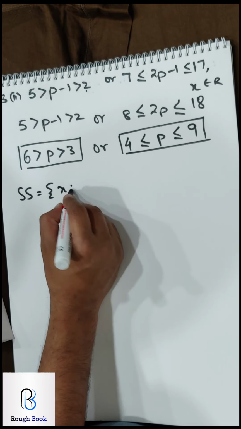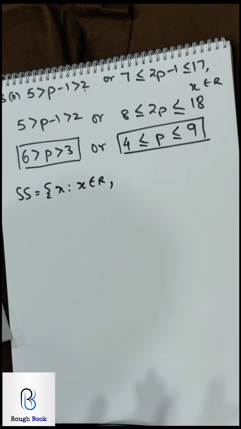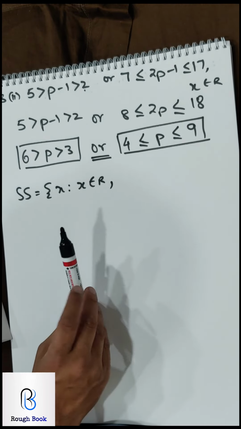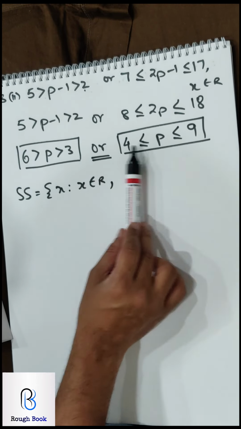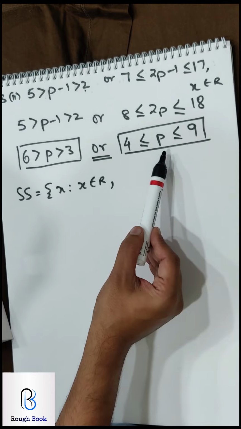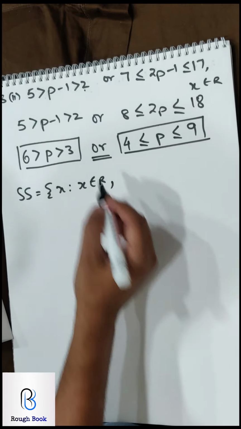So my solution set x, where x belongs to R, and we'll have to decide the lowest and the highest range because the word is or. If the word was and, then it should satisfy both the conditions. Since the word is or, it can either satisfy this or this. So you have to take maximum extremes when the word is or.